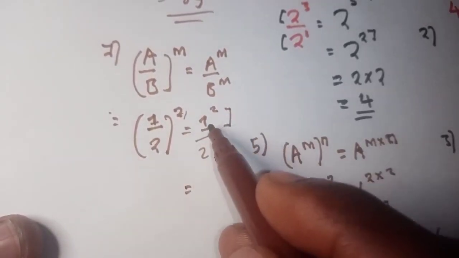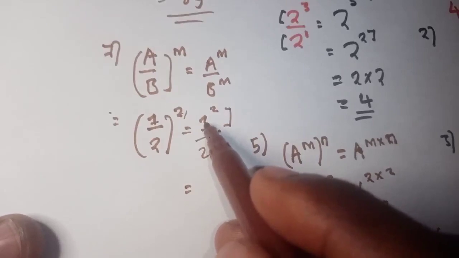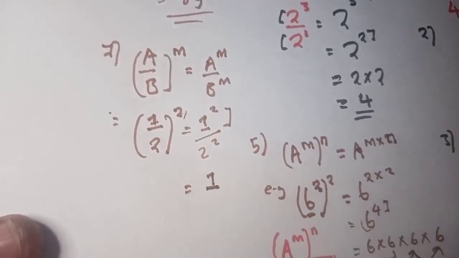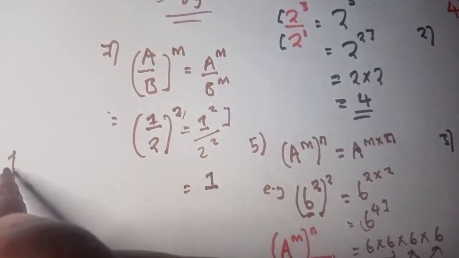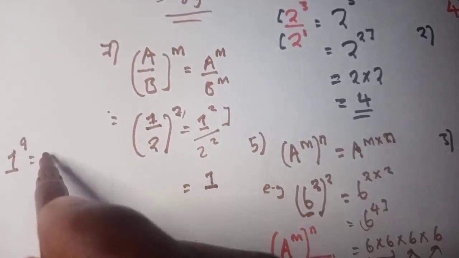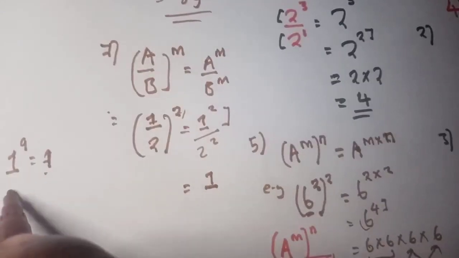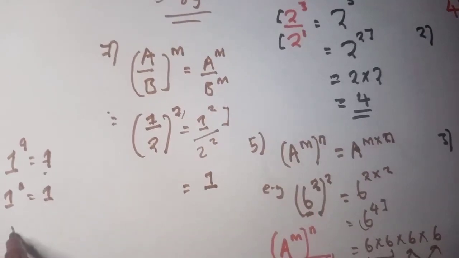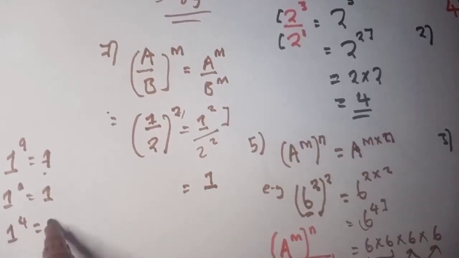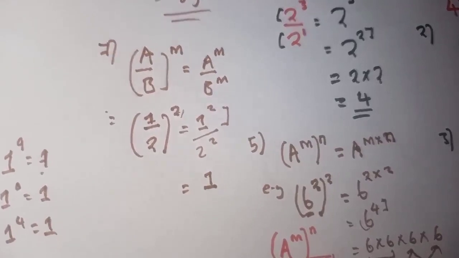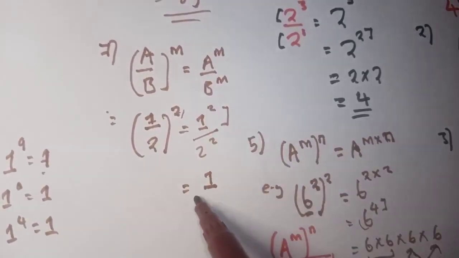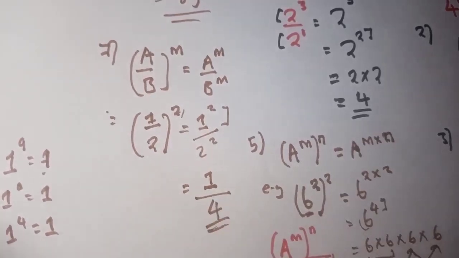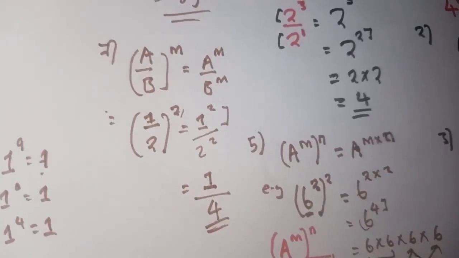So here again, another rule. Whenever 1 is raised to something, it will always give you 1. So 1 raised to 9 is 1. 1 raised to 0 is 1. 1 raised to 4 is still 1. So 1 raised to anything will still give you 1. So 2 raised to the power 2 is 4, and this is where it ends.